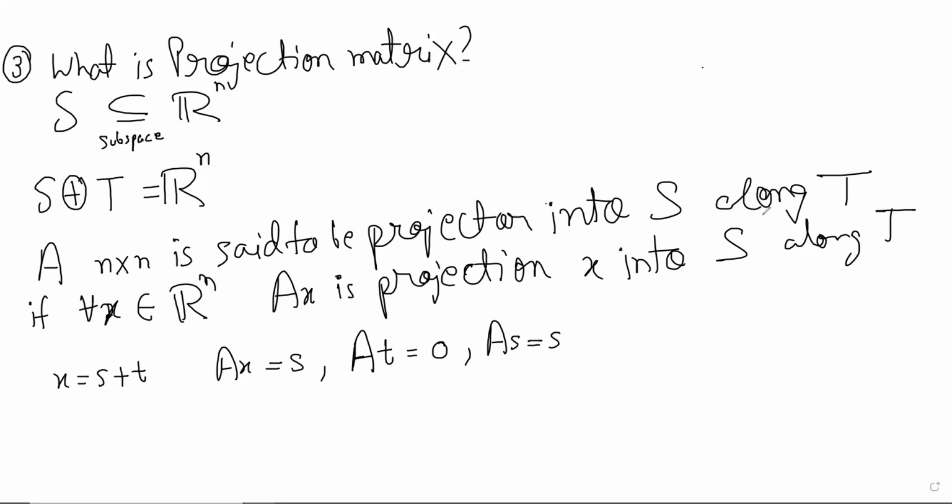Into S along T, this should be perpendicular to T, but anyways, maybe the direction of the projection. Okay, but then give us an example of such a matrix so that we can understand this more. I don't think any example is given. Let's see. Okay, then I will give an example.